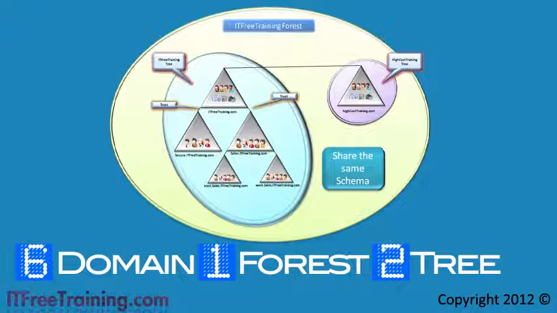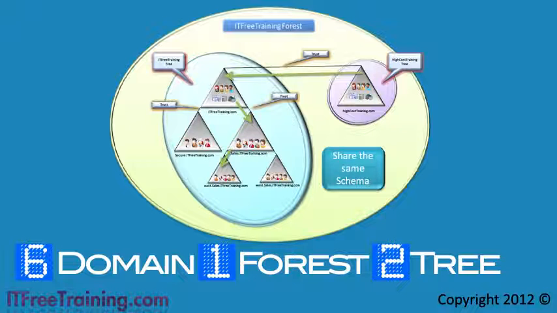The advantage of having a forest is that all domains in the forest also have trust relationships generated automatically. As shown here, a user in High Cost Training could access a resource in east.itfreetraining.com. The trust relationship is automatically created between parent and child domains and between trees in the forest. Assuming the user in High Cost Training has access, they can access any resource in any domain in the forest.